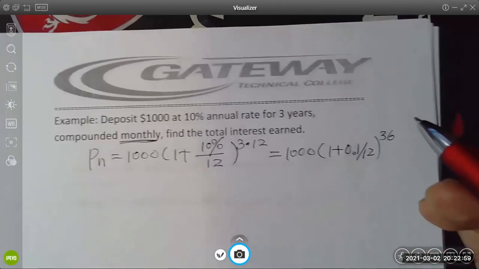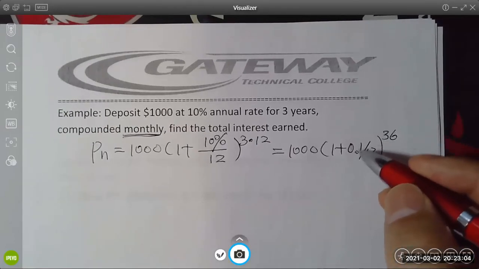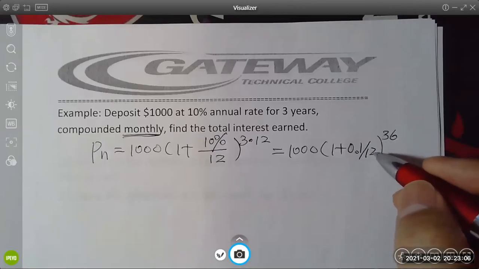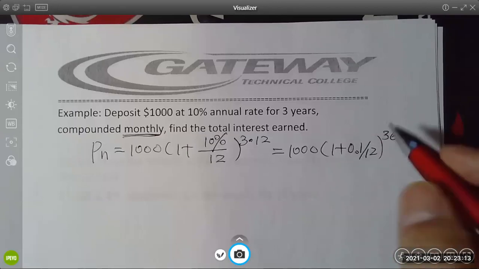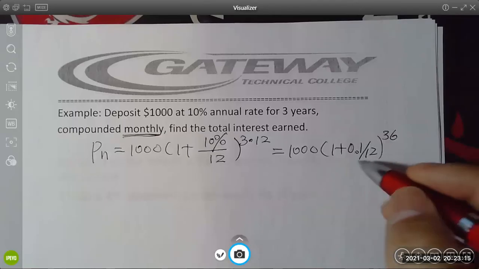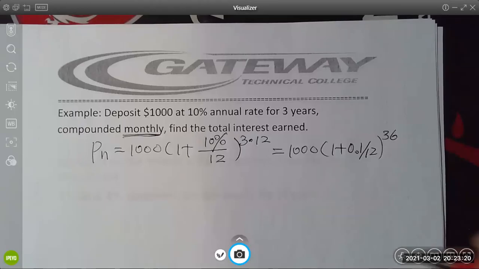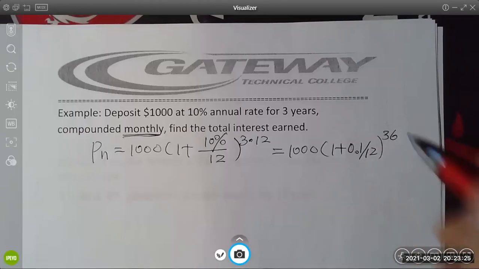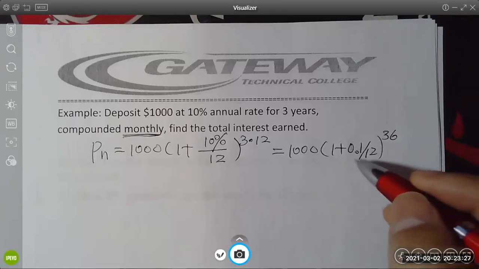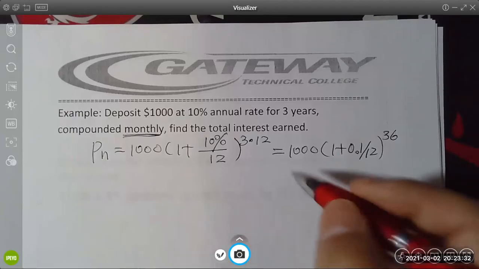Now, let's make sense out of this before we do the calculation. Since this 10% is for the whole year, when you divide it by 12, you get 1/12 of it. That means this is the interest rate for 1 month. And each 1 month, you get this much more money in terms of interest. And then you do it for 36 months. Hopefully this makes sense. The interest rate and the time have to be consistent. This is how much you get for 1 month. That's how many months you have. Okay, now time to do the calculation.